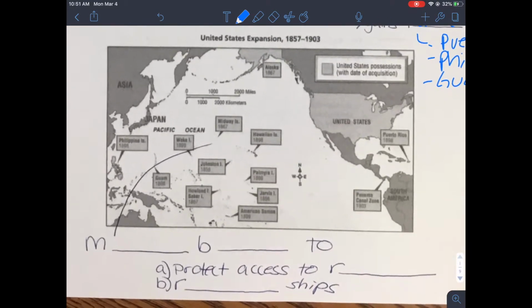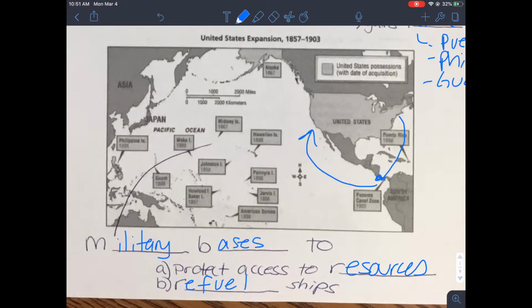Here we look at a giant map of the world. Half of the world, we got parts of Asia and North and South America. And the United States creates in a lot of these different lands military bases. And the reason was they wanted to protect resources in Asia, and so that they can refuel American ships for businesses and for the Navy. Again, the major goal for the United States at this time was access to China so that they could get cheap resources and trade, which is to sell their goods. They want to have more exports.